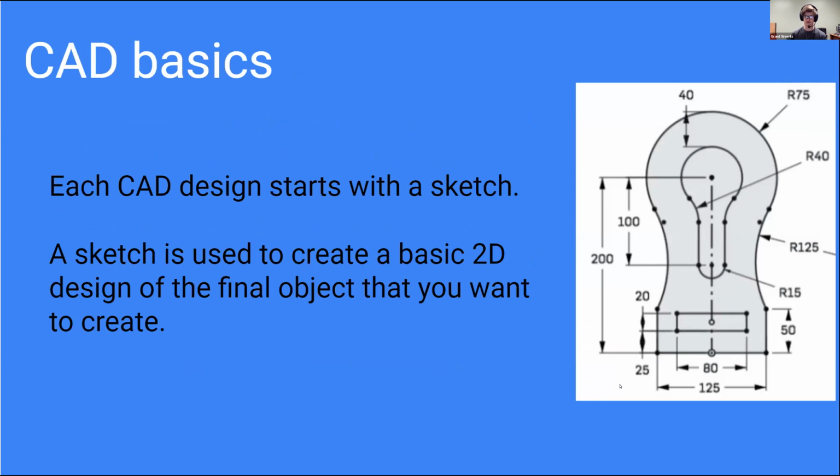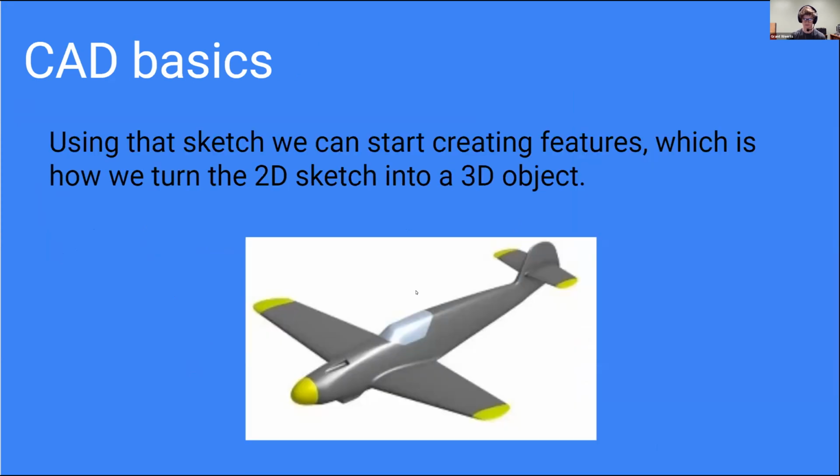Now time for some CAD basics. Every CAD design starts with a sketch, which is used to create basic 2D designs of the object that you are trying to create. This is similar to a drawing that you would do on a piece of paper. Then we can use that sketch to start creating features. For instance, you can see that the wings of this plane stick out the sides. These wings were once a sketch that have been changed from two-dimensional or 2D to three-dimensional or 3D.